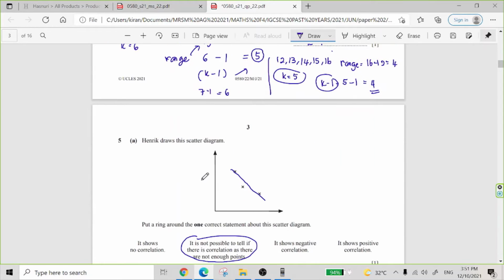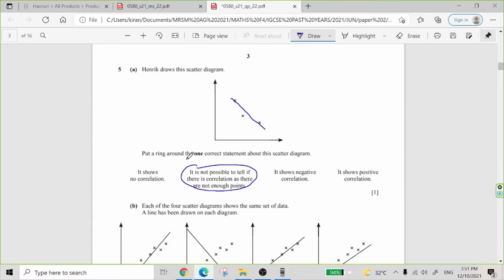We get to question number 5. Harry draws the scatter diagram. Put a ring around the one correct statement about this scatter diagram. So for this question, the answer is it is not possible to tell if there is a correlation, as there are not enough points. As you can see here, there are only 3 points on the scatter diagram.